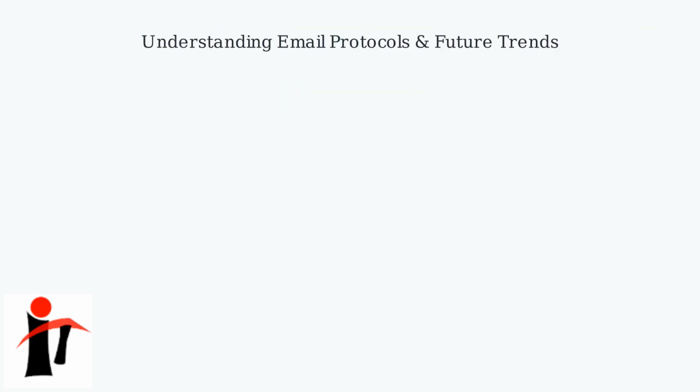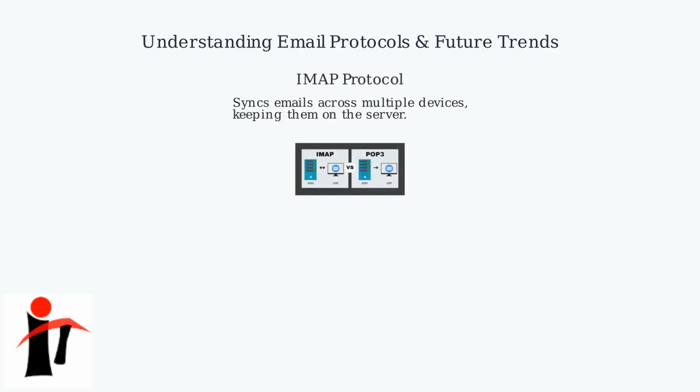To effectively troubleshoot Optus email issues, it's important to understand the fundamentals of email protocols. These are the technical standards that govern how emails are sent, received, and managed. IMAP, or Internet Message Access Protocol, syncs emails across multiple devices while keeping them stored on the server. This means you can access your emails from any device, and changes are reflected everywhere.